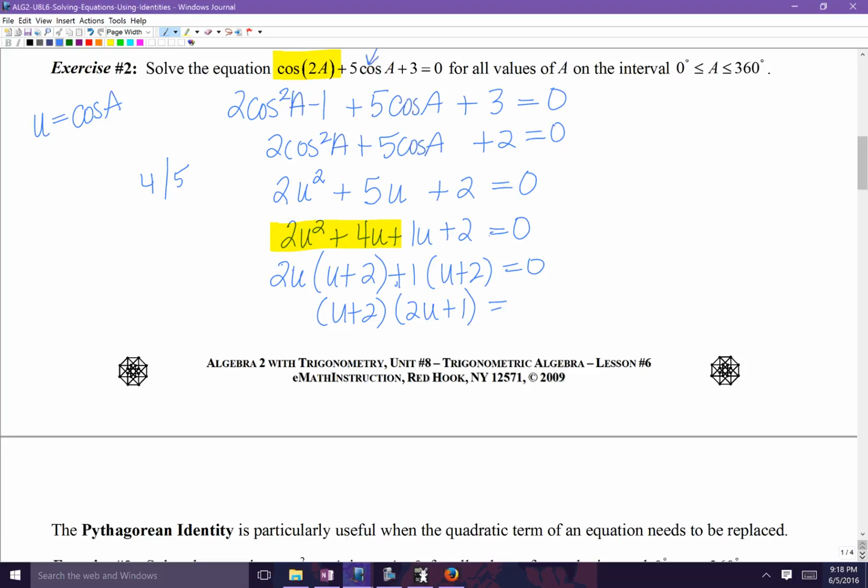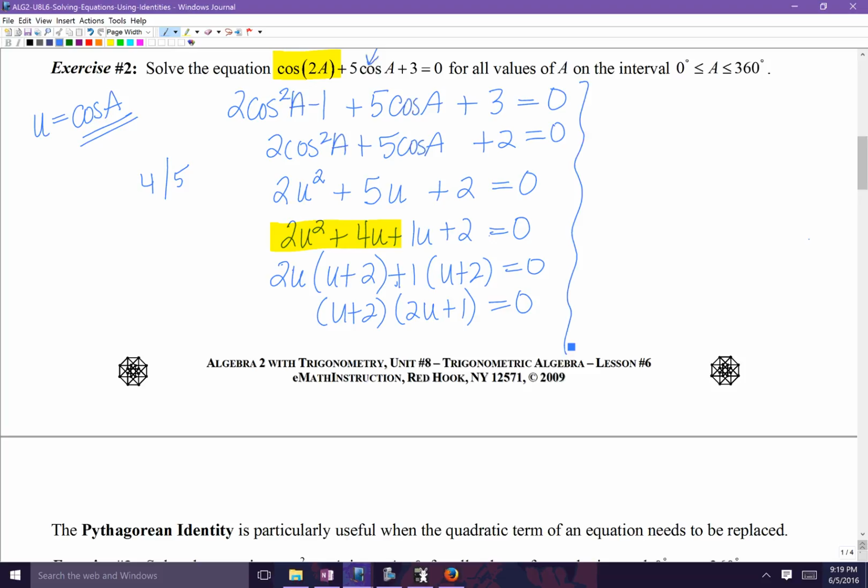But now I have to remember, u doesn't mean u. U means what? Cosine of a. So I'm going to continue that work up here. So really, I'm going to replace u with cosine of a and set each factor equal to 0 in the same step.